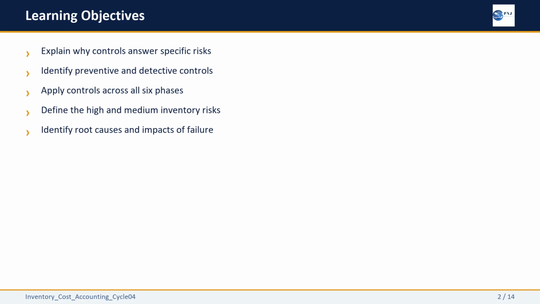By the end of this section, you will be able to do 5 things. Explain why every control exists as an answer to a particular risk, never as paperwork for its own sake. Identify the difference between preventive controls that stop errors before they happen and detective controls that catch them afterward. Apply these controls across all 6 phases of the cycle. Define the high and medium risks recorded in the risk register, and identify the root cause and the impact behind each one, so you understand not just the name of a risk, but why it matters.